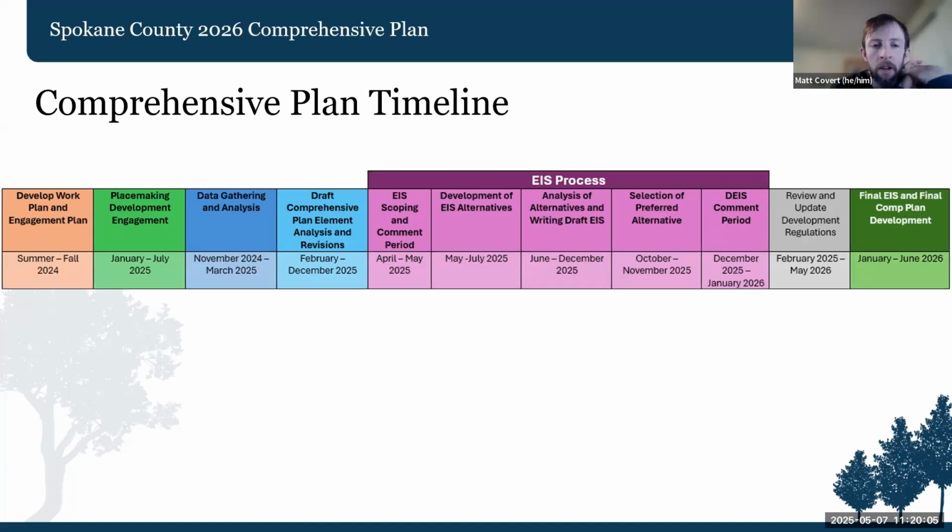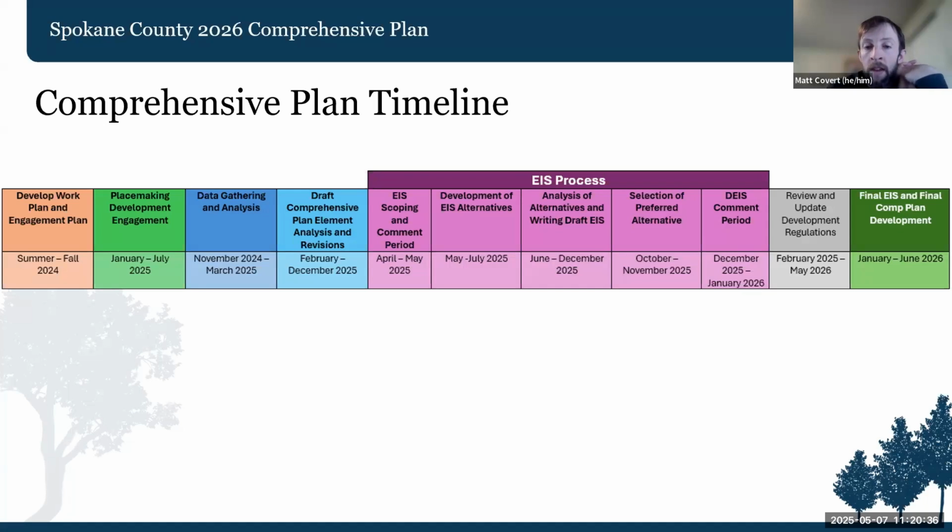We're currently working on element updates. We've issued the scoping; this is the scoping meeting, and there's a comment period for scoping. We also are engaged in developing the alternatives, which Rachel and Clay will talk about in a little bit. The analysis of the alternatives and writing the draft environmental impact statement will be occurring the entire second half of 2025, which is also when the bulk of the work on the draft elements will occur.